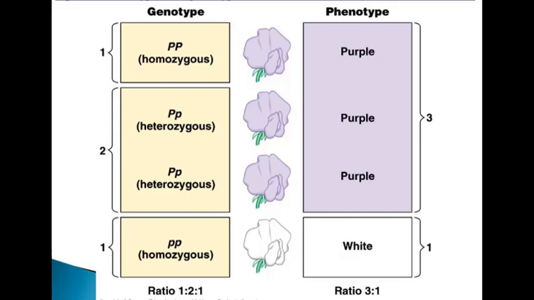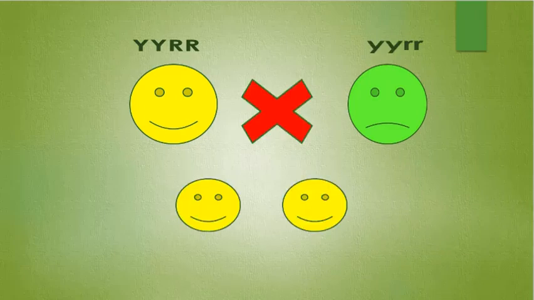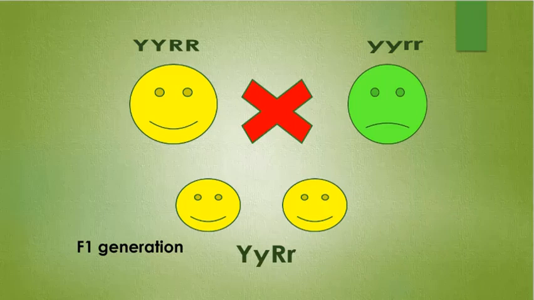So Mendel started with two purebred pea plants, one with yellow round peas and the other with green wrinkled peas. He crossed these and saw all round yellow peas with the genotype capital Y, small y, capital R, and small r. This was Mendel's first generation of offspring, and hence it is known as the F1 generation.